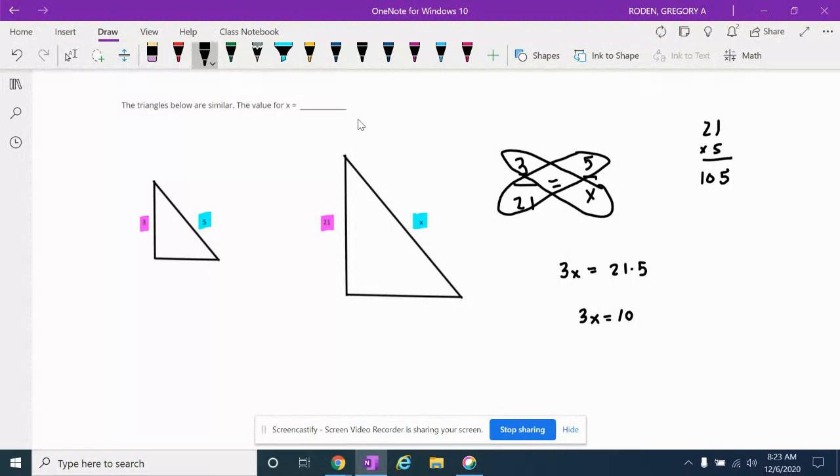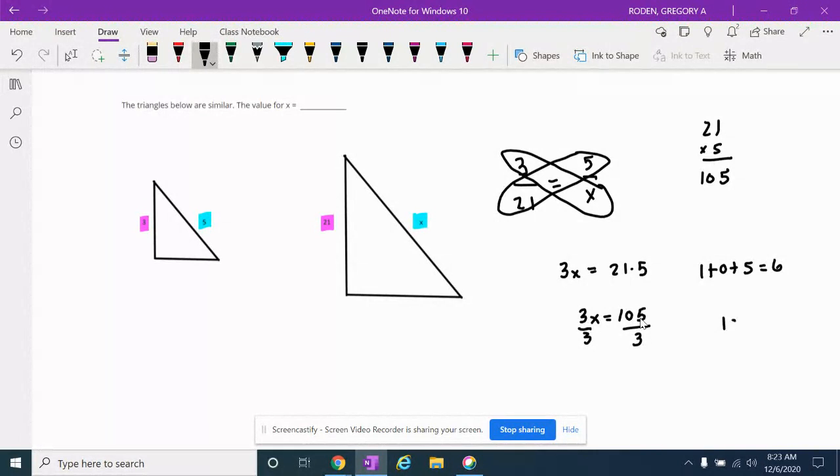Now, here's a cool little trick. I know that 3 is going to go into 105. Do you know how I know that? I know I'm not going to get a remainder because if I add the digits, 1 plus 0 plus 5 is equal to 6. And I know 3 goes into 6, so I know 3 is going to divide 105. So I'm going to divide both sides by 3.